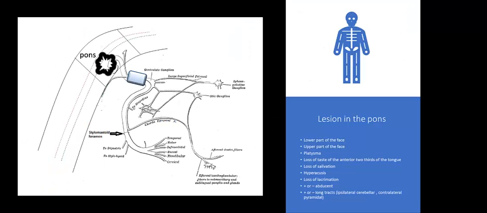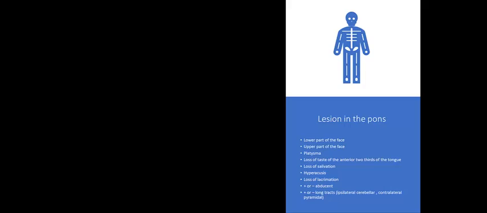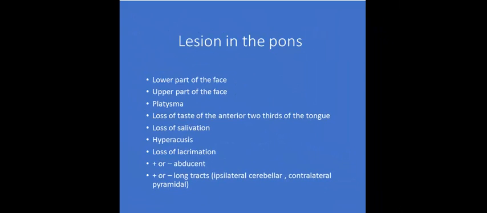Let us revise. If we have a lesion in the pons, we shall have lower part of the face affected, upper part of the face affected, platysma is affected, loss of taste of the anterior two-thirds of the tongue on the side, loss of salivation on the side, hyperacusis, loss of lacrimation, with or without abducent nerve affection if the abducent nucleus is affected, with or without long tract affection, like ipsilateral cerebellar signs, contralateral pyramidal signs, contralateral spinothalamic tracts, pain and temperature.